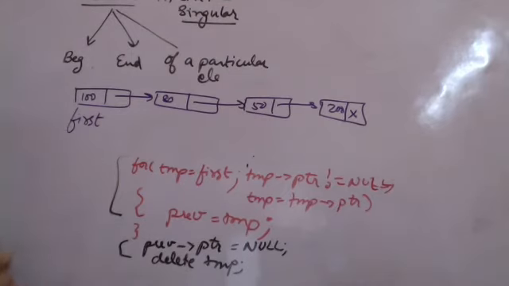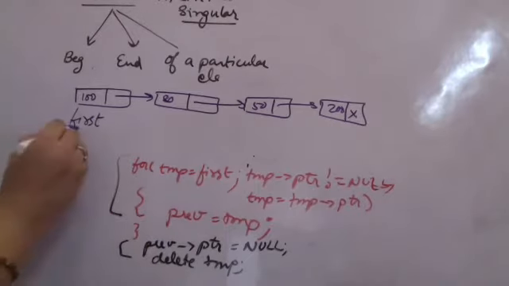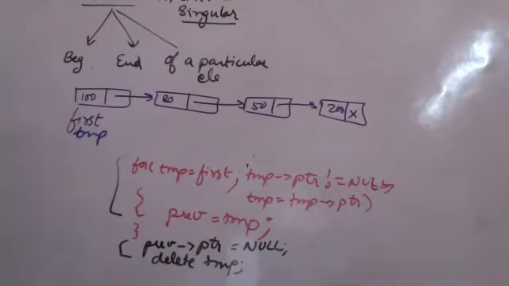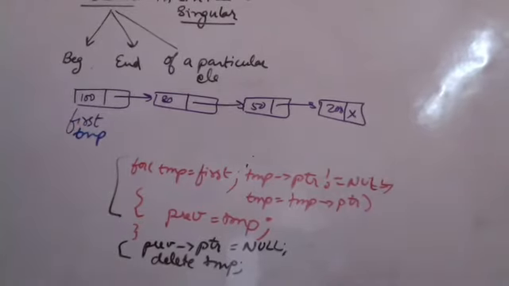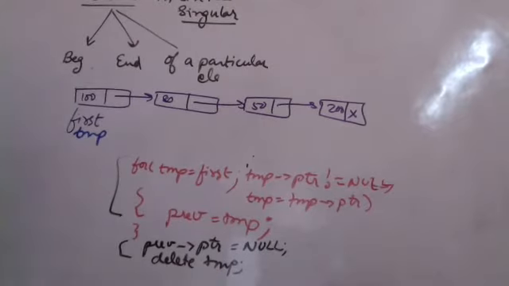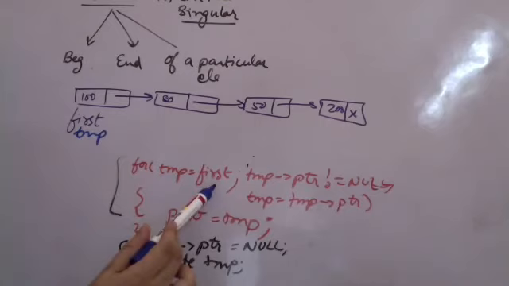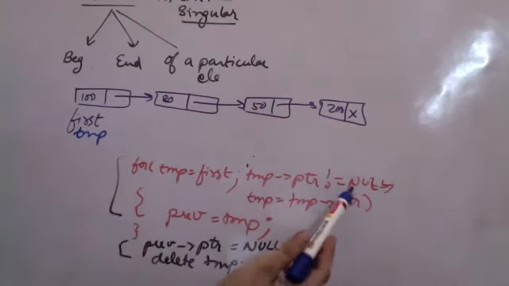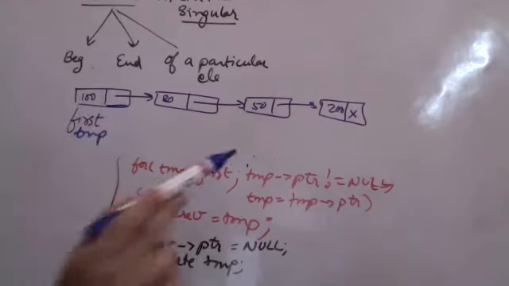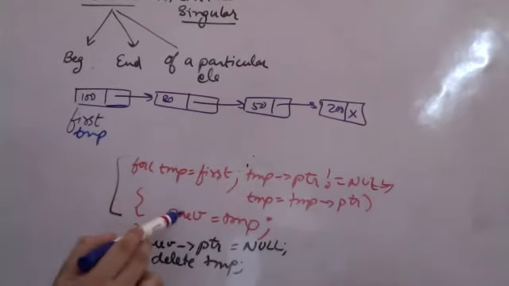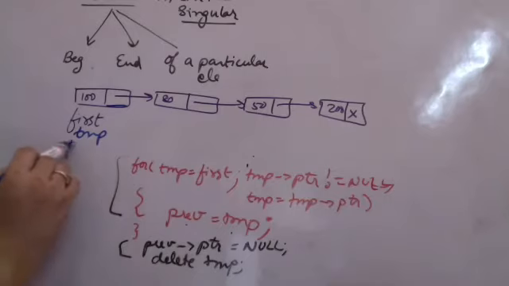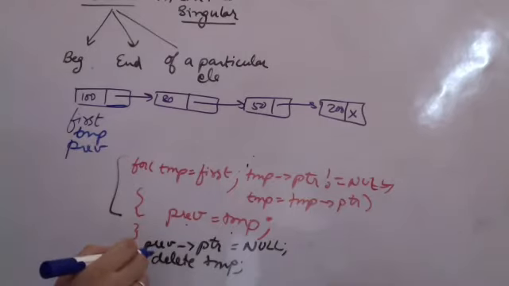What happens here is I am running this loop: for temp is equal to first. This initialization will happen only once. So temp points to the same location as first. I will repeat all of this in a single program, don't worry. Then I check the condition: temp pointer is not equal to null. The condition is true, so I enter the loop. Previous is equal to temp. So previous is also now pointing to this location only, right?